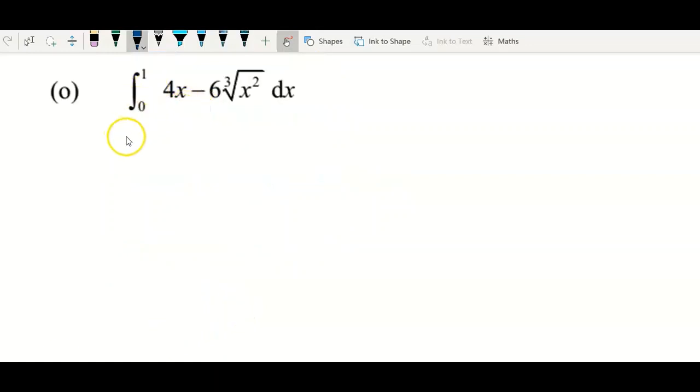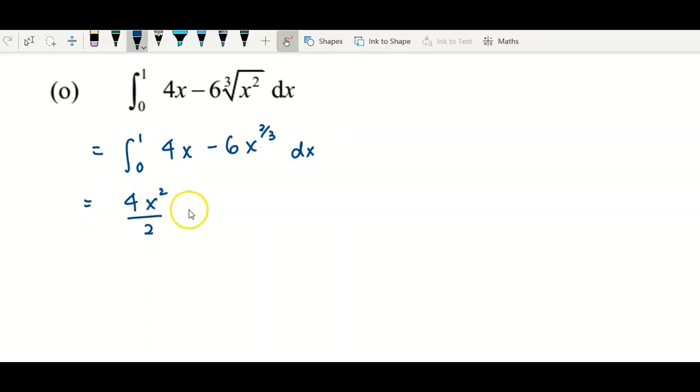For this question, we just use the basic rules of integration. Just rewrite your question into this form. The x times the cube root of x squared, I can write as x power of 2 over 3 dx. Then we just integrate term by term. I have x squared over 2 and negative 6, just copy down. Increase the power by 1, meaning that you add 3 over 3 to 2 over 3, you get 5 over 3.